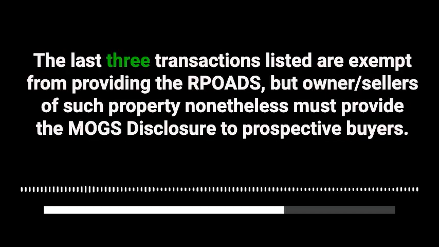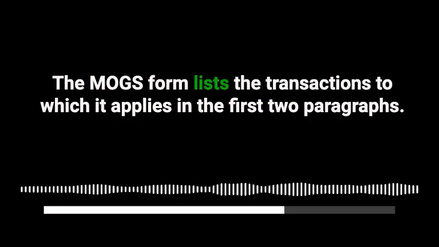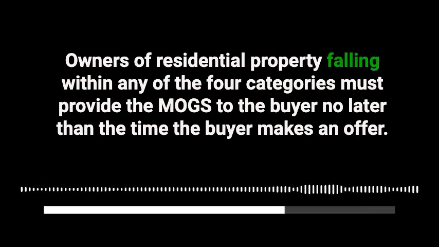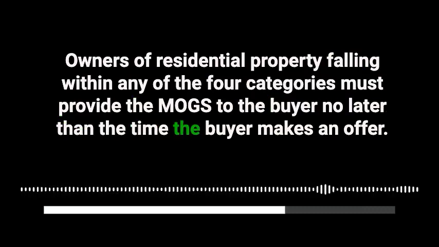The last 3 transactions listed are exempt from providing the RPO-ADS, but sellers of such property nonetheless must provide the MODS disclosure to prospective buyers. The MODS form lists the transactions to which it applies in the first 2 paragraphs. Owners of residential property falling within any of the 4 categories must provide the MODS to the buyer no later than the time the buyer makes an offer.